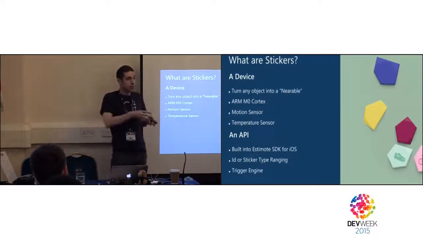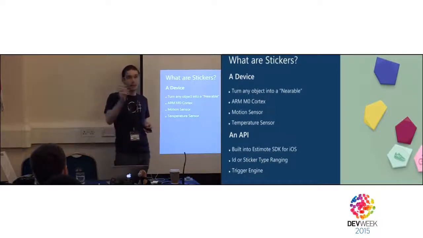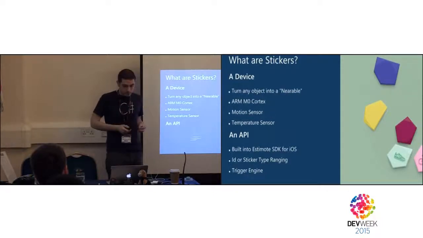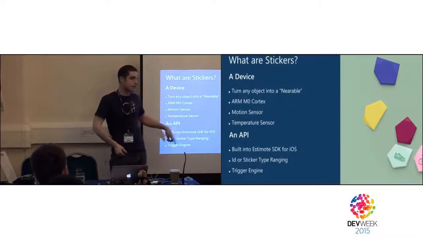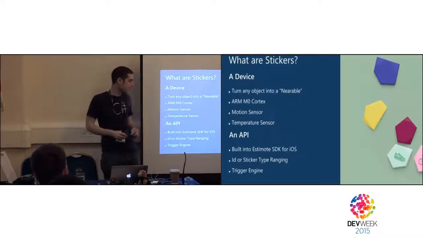Additionally, since it's their own hardware, their own API, they put a motion sensor and a temperature sensor right into this little tiny thing, which is mind-blowing, and a battery somehow. It's tiny. It's also an API. It's built into the Estimote SDK for iOS, either in Objective-C, Swift, or C#.